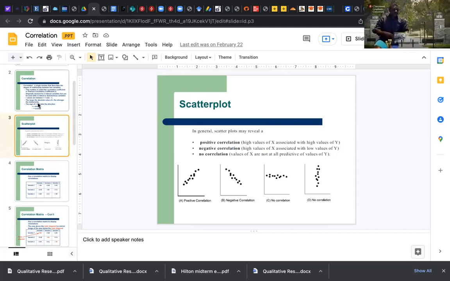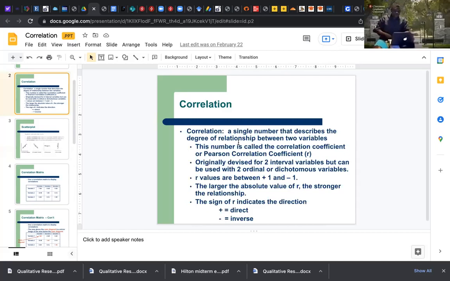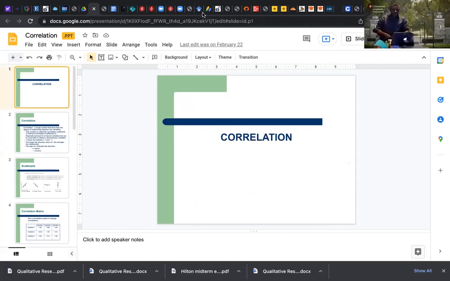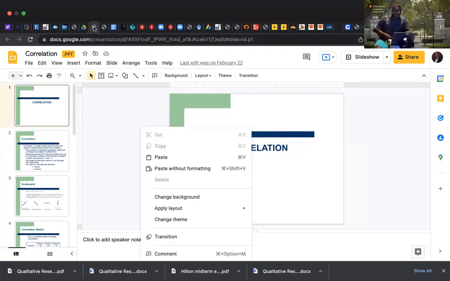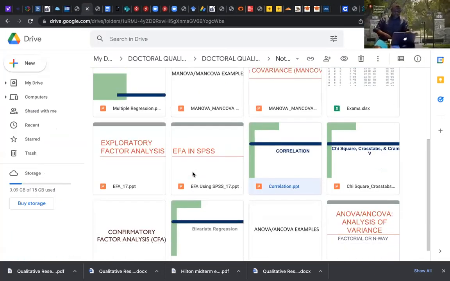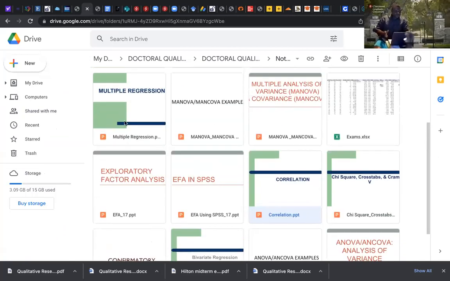So correlation doesn't go beyond explaining the relationship between two variables, the degree of relationship, direct or inverse. So it might be good when you are doing a non-causal study. Any questions so far? Now, having seen correlation, the next thing should be regression, because that follows now.